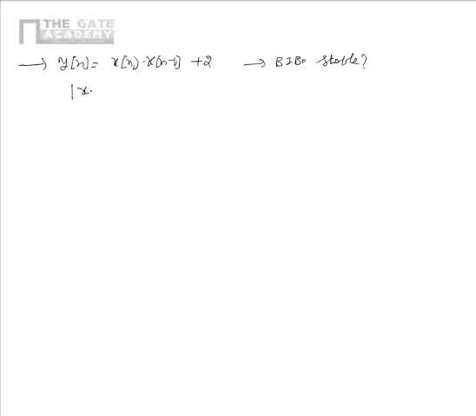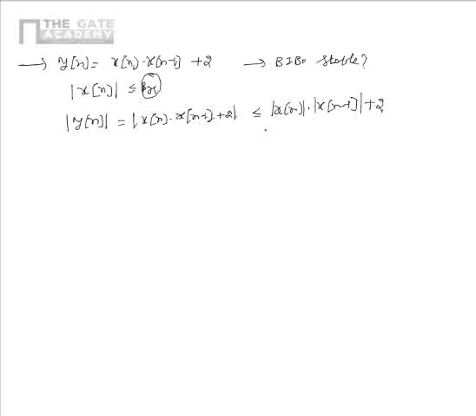For checking the BIBO stability, first assume that the input is bounded. So mod of x of n is less than or equal to bx, where bx is finite. We have to prove that mod of y of n is also bounded. So to check that, we know that mod of y of n is equal to mod of x of n multiplied by x of n minus 1 plus 2. This is less than or equal to mod x of n multiplied by mod of x of n minus 1 plus 2.